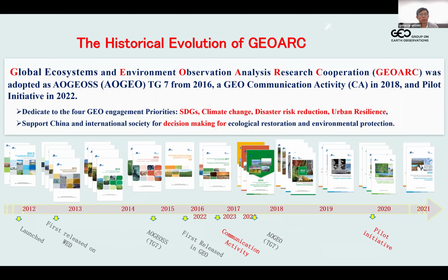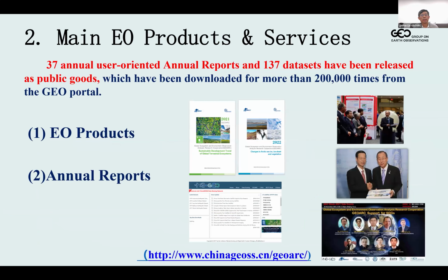This is the historical evolution of the GeoArc. The GeoArc was adopted as a pilot initiative in 2020 and continues as a pilot initiative. For the main observation products and services, up to now GeoArc has released 37 user-oriented annual reports and 137 datasets, which have been downloaded more than 200,000 times from the Geo portal.